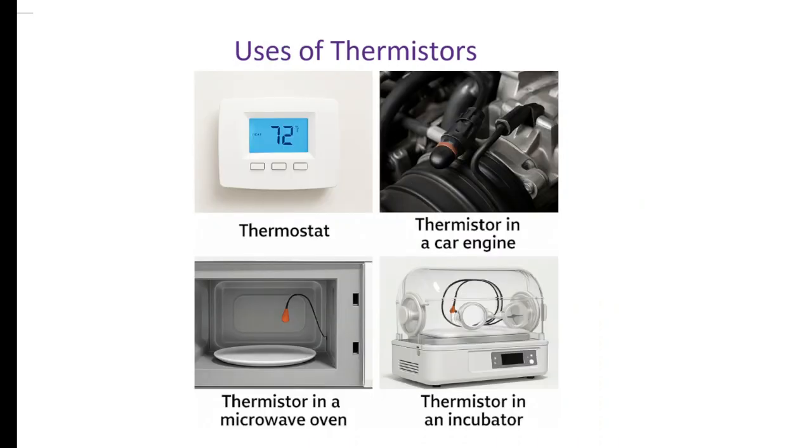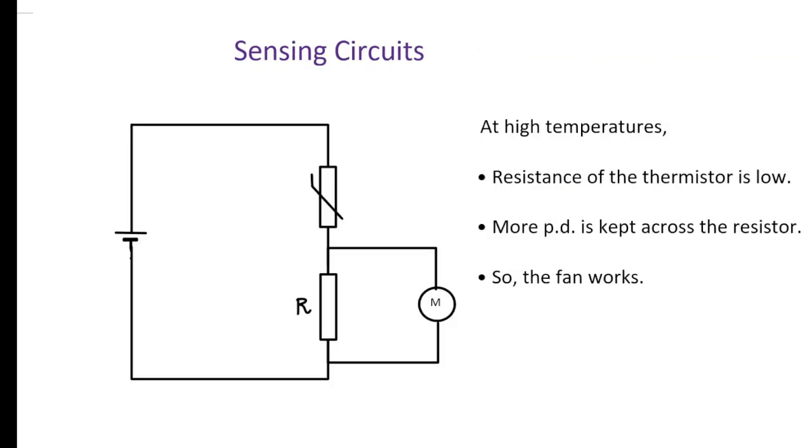The next thing you need to know is about the uses of thermistors. They are used in thermostats to keep the temperature constant. Also, thermistors are used in car engines to detect the temperature. Thermistors are used in microwave ovens to prevent them from overheating, or to cut off when the temperature goes above a certain value. And also, thermistors are used in incubators. Thermistors are also used in sensing circuits to control, for example, a fan.